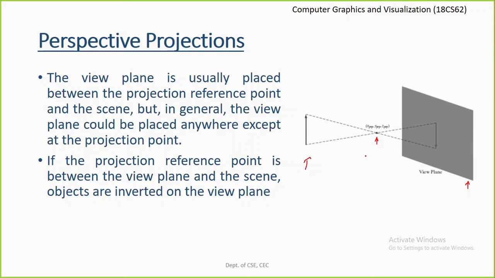In such a case, the object will be inverted onto the view plane. The direction of the object is going to change. It will be upside down on the view plane. Do you observe that? So that is what happens if the projection reference point is placed in between the view plane and a given object.